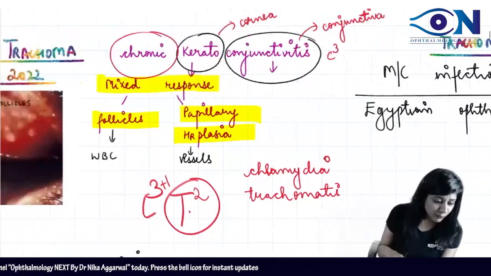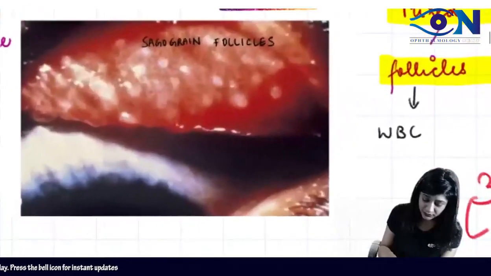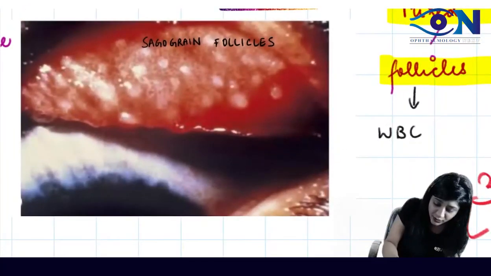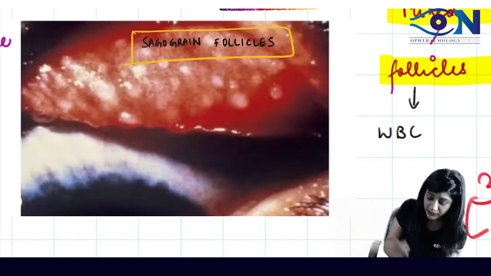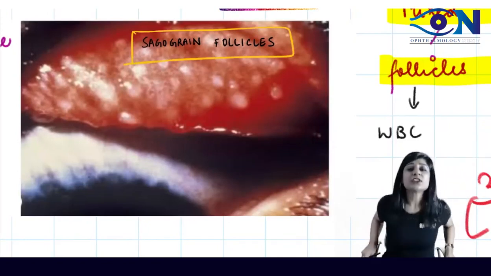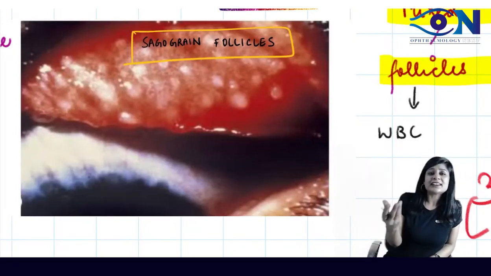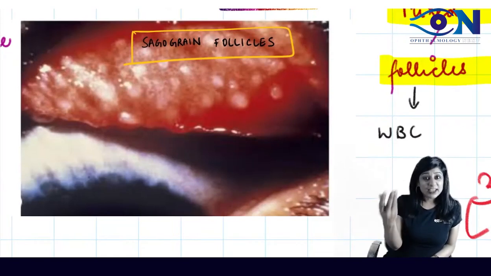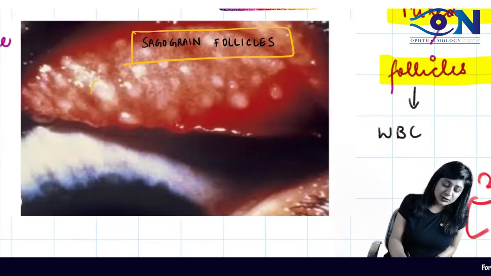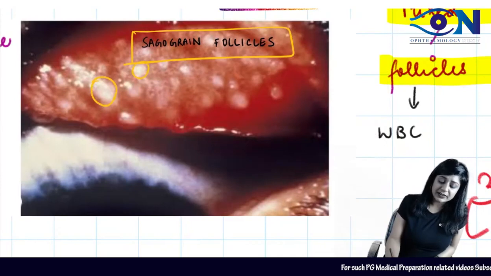So what kind of follicles do we have? Beautiful, you know? These are your sago grain follicles that you are getting. Sago grains, sabudana. When you are boiling the sago grains, you have seen sabudana khichdi, right? So you are getting this pearly white color.